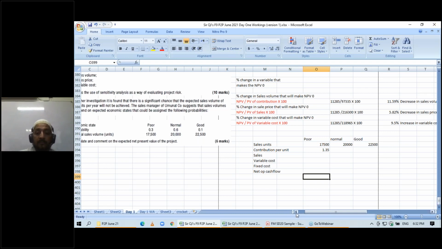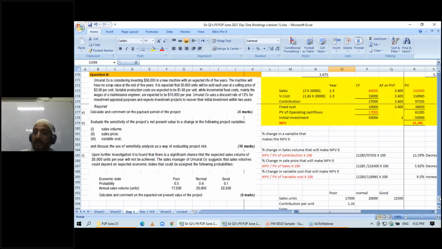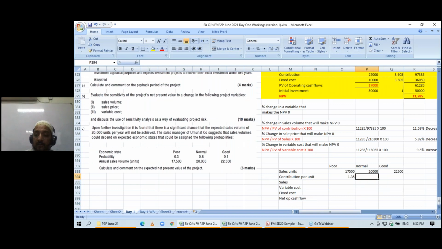The variable cost per unit was 1.65. So 3 minus 1.65 gives you a contribution of 1.35. And then if you multiply the sales units with the contribution per unit, you get the contribution. So 17,500 into the contribution per unit. This gives you the contribution per annum.